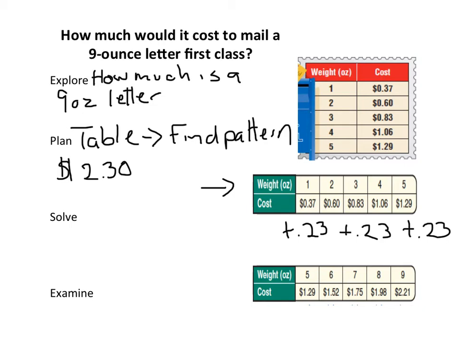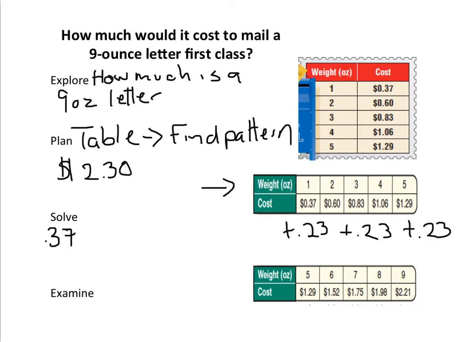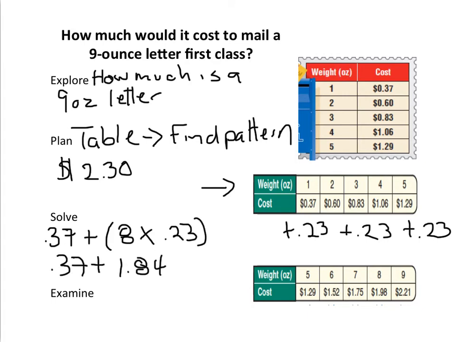Now that I have found my pattern, I believe I can come up with some sort of solution to help me find out how much a 9-ounce letter costs. 37 cents is the cost for 1 ounce. Now that I have 1 ounce, I need to add 8 more ounces. Using the pattern, I'm going to take 8 times 23 cents to give me the total of 9. 8 times 0.23 is $1.84. Add that to 37 cents. And the cost of a 9-ounce letter is $2.21.